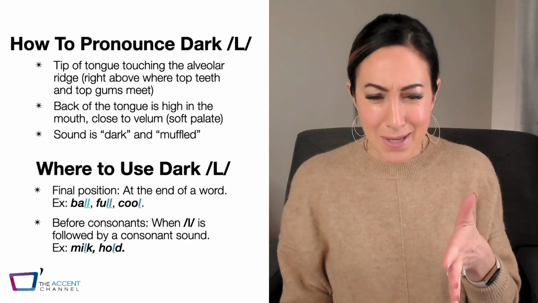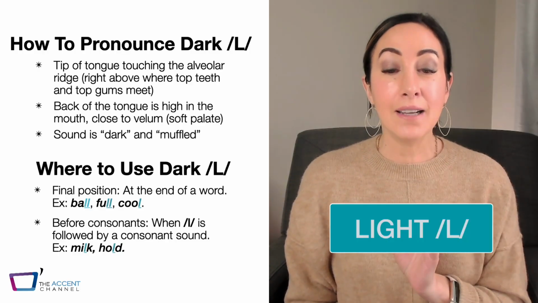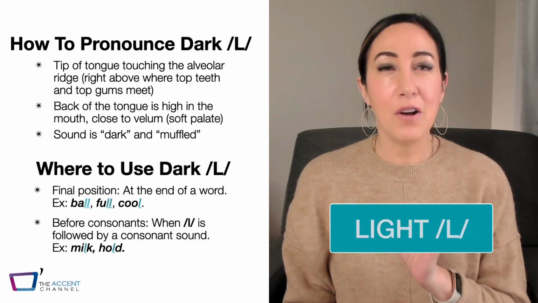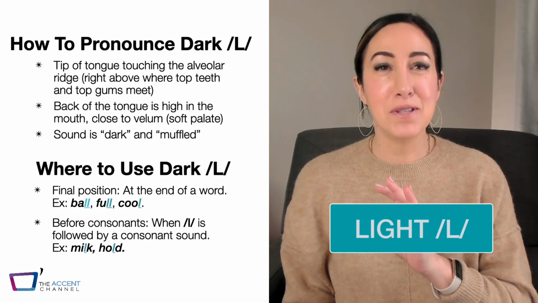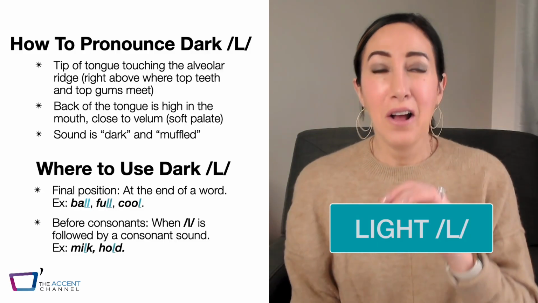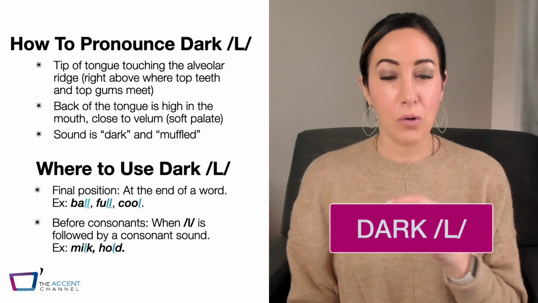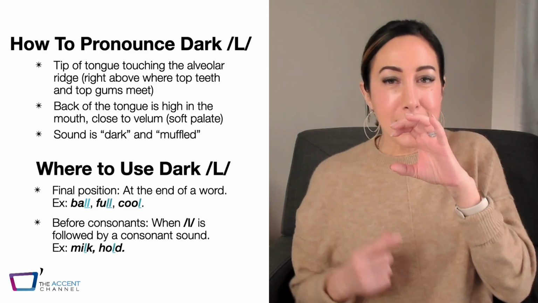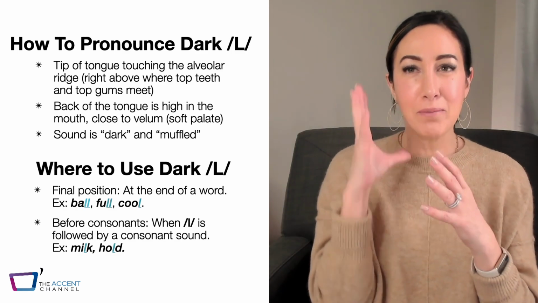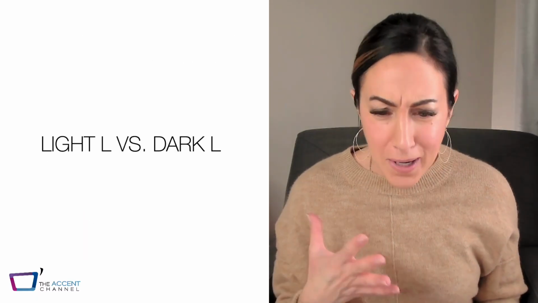Little different. That one's hard to do. Before consonant, I'll try to do it. I don't know if I can. Milk, milk. Hold. No, that was dark. Let me do light. It's hard. Hold, hold. With that O, it's almost impossible to get the tongue where it needs to be for the light L, which is low, because I'm doing a different sound. Anyway, you get the point. This is really hard. I want you to try it.